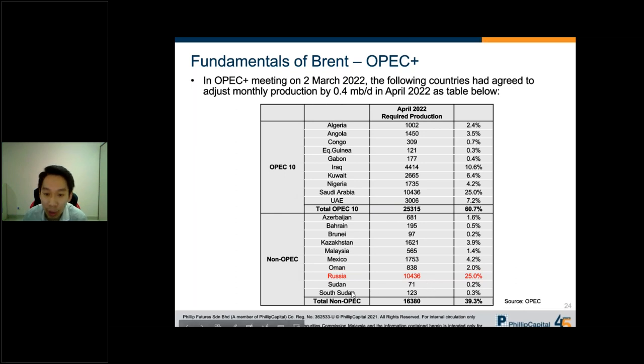You can see Russia produces 25% weightage, about one quarter of the overall production of the OPEC Plus countries. That is the reason why, when the Russia and Ukraine war broke out, we expect around 25% of Russian crude oil exports will not reach other countries, due to sanctions. Many countries, especially the US, Europe and UK, are not buying oil from Russia. They are imposing sanctions on Russia.